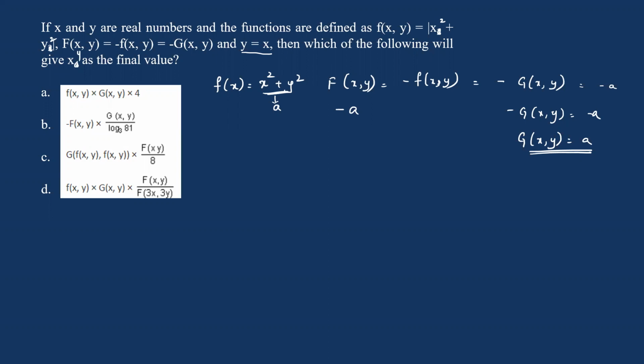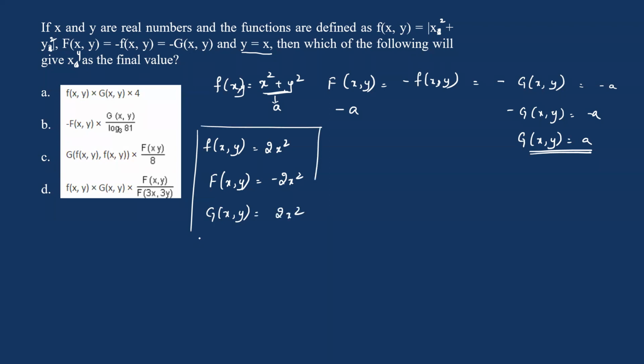F of x comma y, I replace x is equal to y, right? So what is f of x comma y here? X square plus x square gives you 2x square. Now capital F of x comma y will give you minus 2x square. And g of x comma y will also give you 2x square. This is what we have realized. Now, which of these will give you, if you observe, first statement gives us 2x square into 2x square into 4. So first statement does not give us x to the power 4.